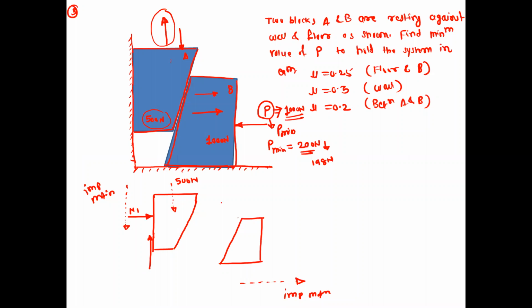So this is equal to, now observe the coefficient of friction. For the wall, it is 0.3. So this is 0.3 into the normal reaction N1. The contact surface between block A and block B will have the common normal reaction. So take this as N2. It is the same for block B, only the direction is opposite.